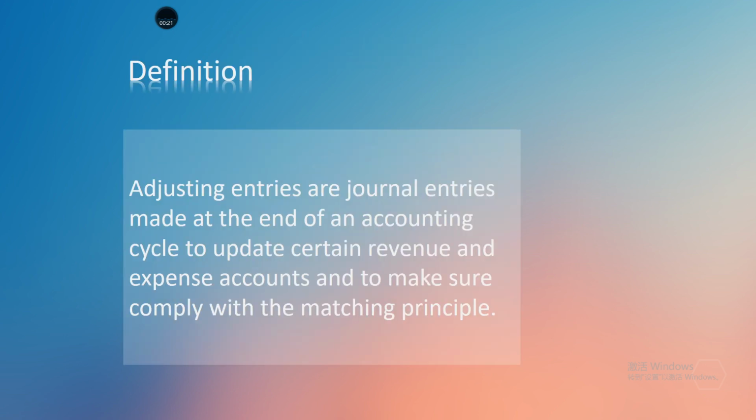Let's start with the definition. Adjusting entry is a journal entry made at the end of an accounting cycle to update certain revenue and expense accounts and to make sure they comply with the matching principle.